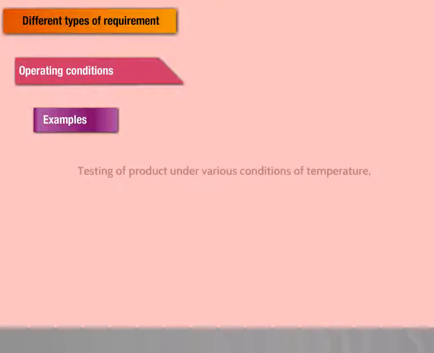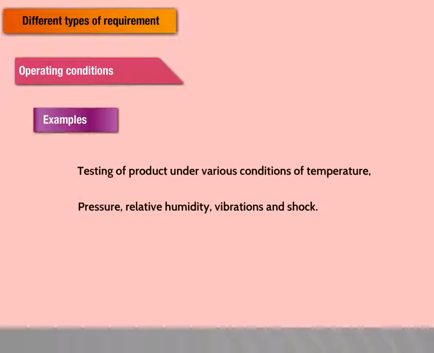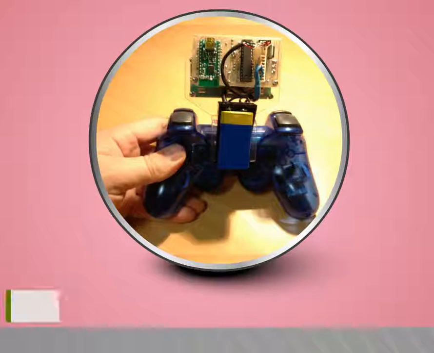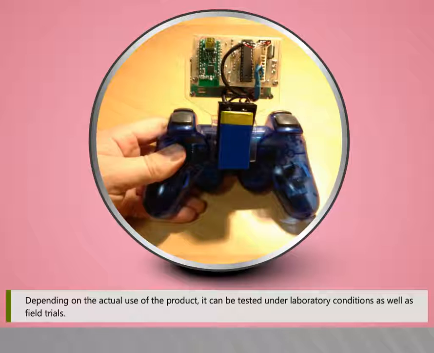Operating conditions: testing of the product under various conditions of temperature, pressure, relative humidity, vibrations and shock. The prototype testing will give the idea about satisfaction of the requirements to the designer. Depending on the actual use of the product, it can be tested under laboratory conditions as well as field trials.